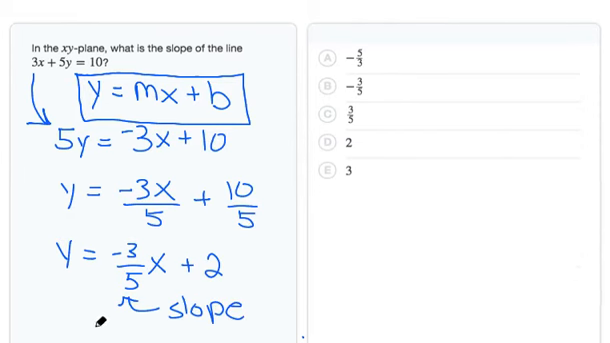And we can find negative 3/5 in our answer choices. That's answer choice B. So that would be our final answer: answer choice B, negative 3/5.